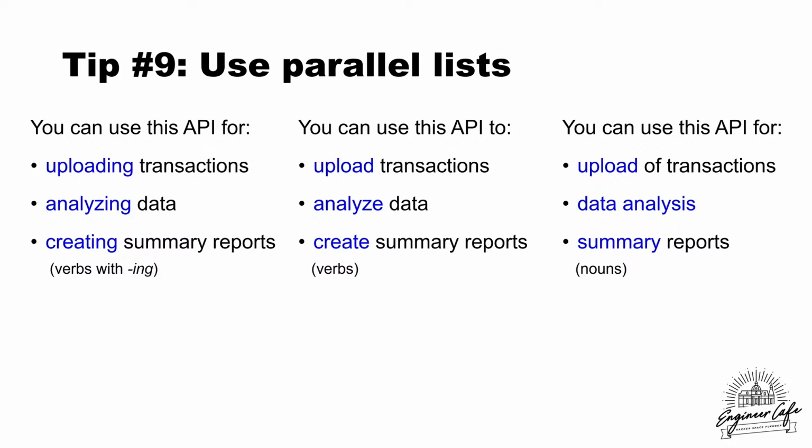Yeah, and I maybe don't think you quite mentioned it, but if you look at the top sentence, you can use this API for, oh yes, API to. So you're matching the first sentence, the introduction of the list. That's true.